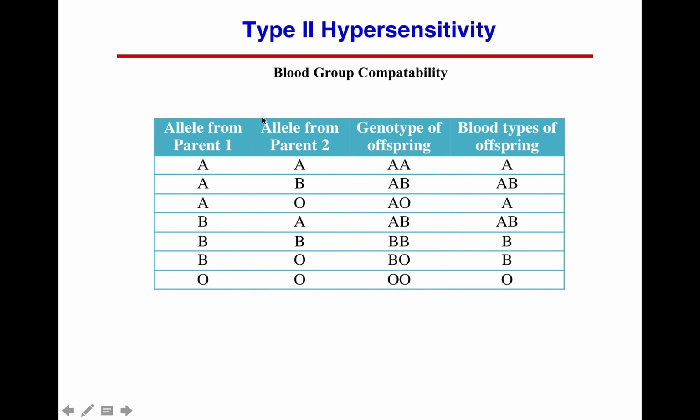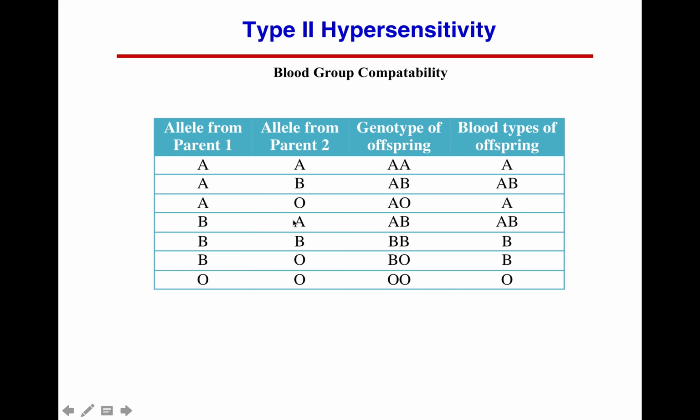Now, of course, you inherit alleles from both your mother and your father, and so you can have combinations. If one parent is A and the other parent is A, you would have A, so the blood type would be A. One parent A, one parent B, you have AB blood. One parent A, one parent O, you have AO blood, so your blood type is A.